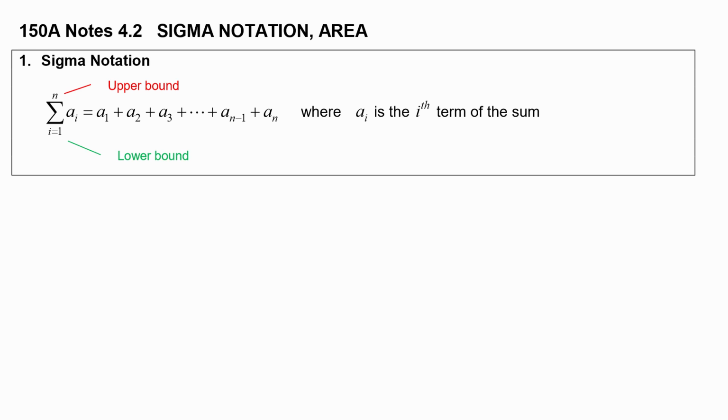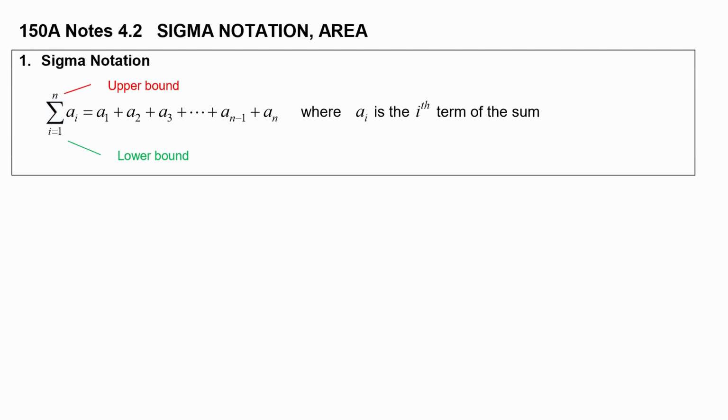So you will get expressions that look like this, and the way you read that is to say the summation i equals 1 to n of a sub i, where 1 is what's called the lower bound and n is the upper bound. And this big capital sigma stands for the operation of summation.